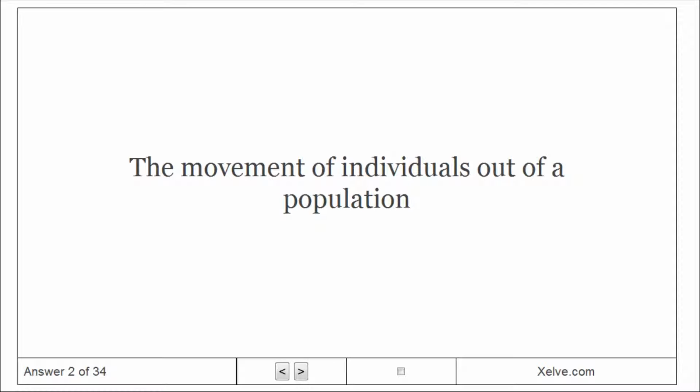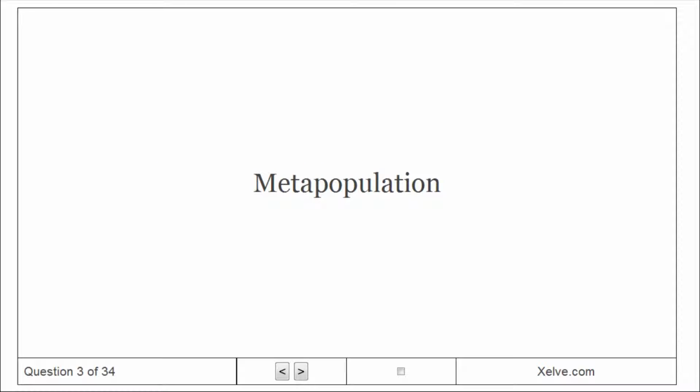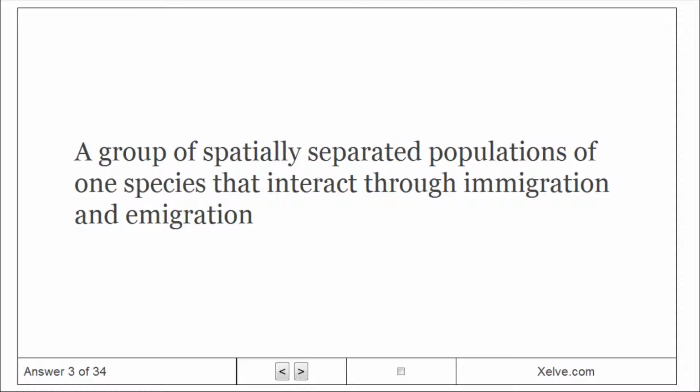Emigration. The movement of individuals out of a population. Metapopulation. A group of spatially separated populations of one species that interact through immigration and emigration.